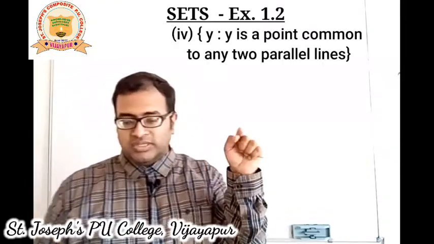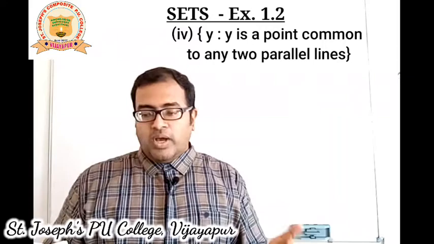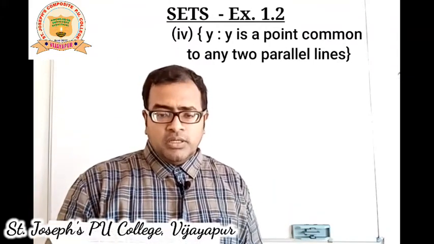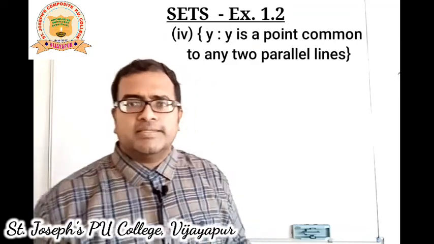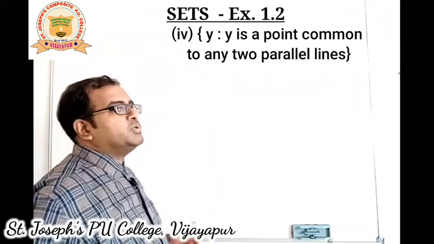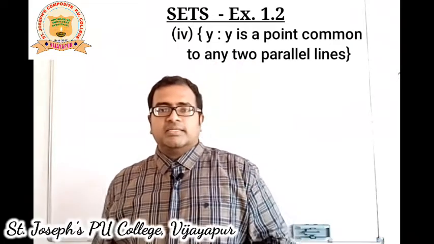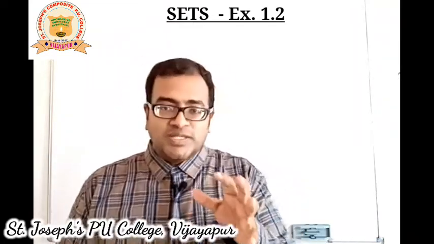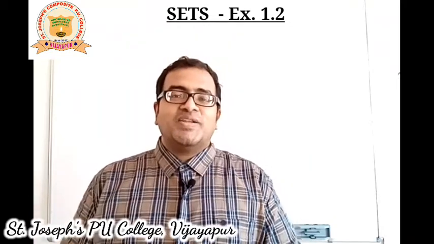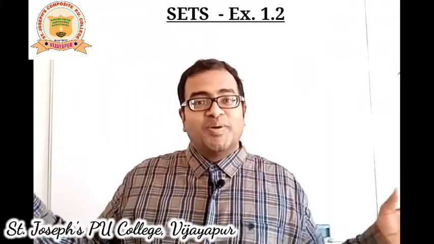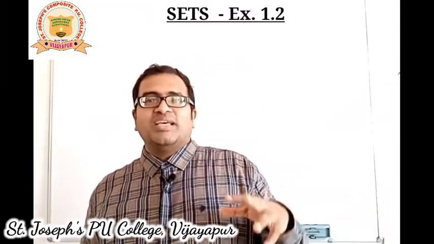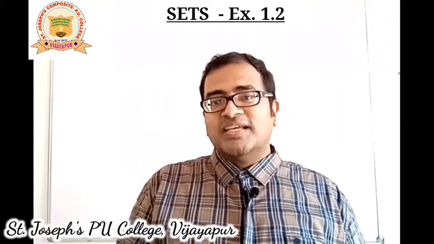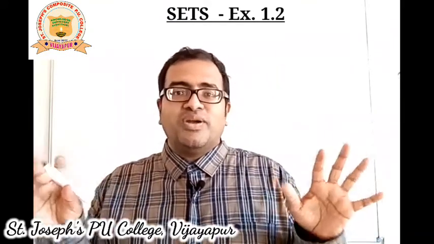There is a last sub question for this main question. Set of all y such that y is a point common to any two parallel lines. See, actually this is a controversial question. It's controversial because there are certain proofs in geometry where you will find innumerable points common on two lines. When two parallel lines coincide on each other, we can prove that it is one and the same line we are talking about.